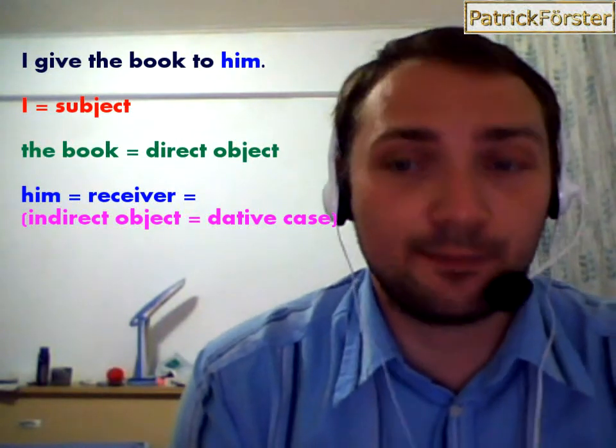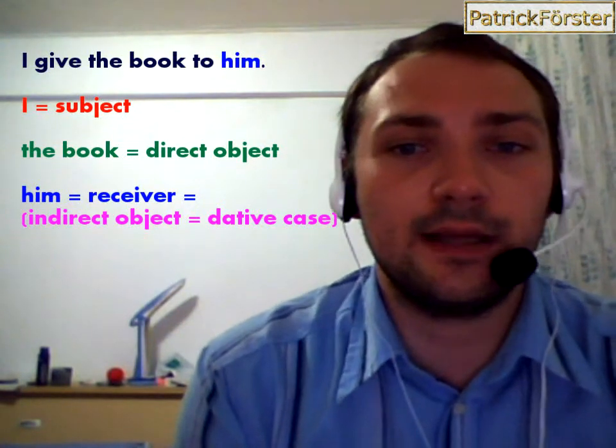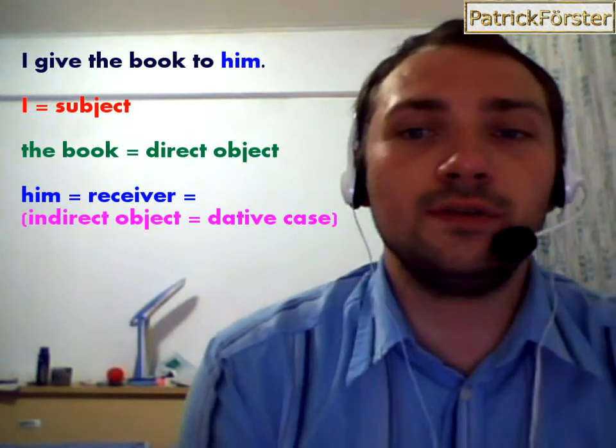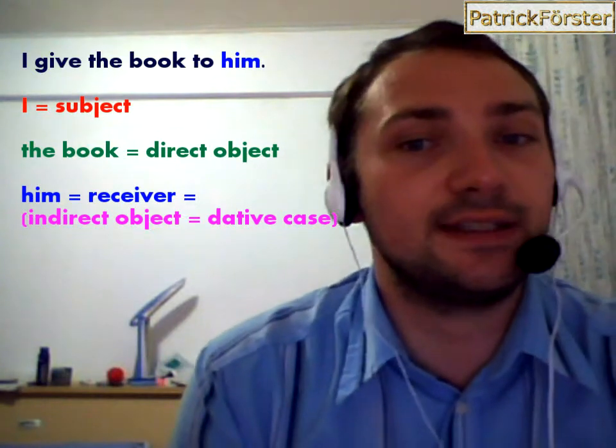I is the subject of the sentence. The book is the direct object, and him is the receiver. Therefore, it's also called the indirect object, in which we are interested when it comes to the dative case.